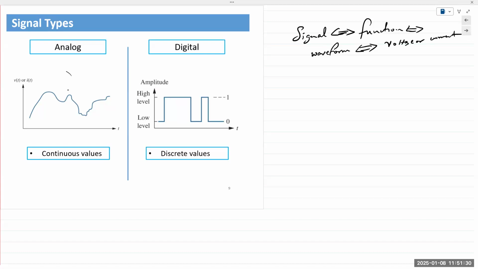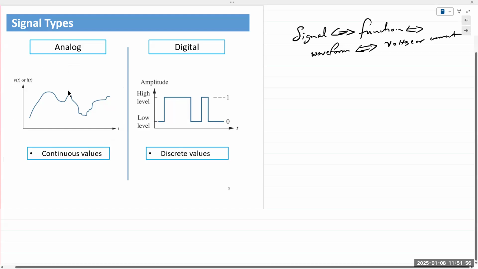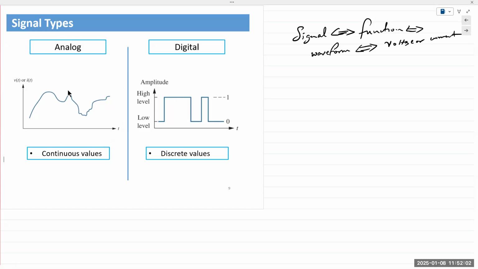So analog signals basically have continuous values, whether they are voltage, current, power, doesn't matter. Any quantity has a relationship with time. And when you plot the value of the waveform with respect to time, you would see the shape of that signal, hence waveform. It has continuous values. In other words, it also has infinite values because you could pick any moment in time and it would have a different value.